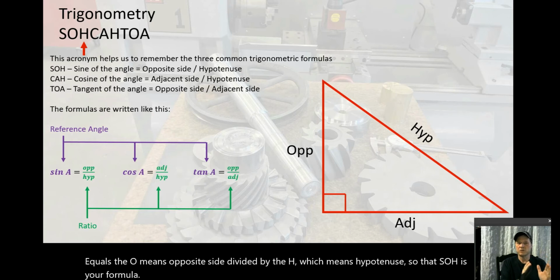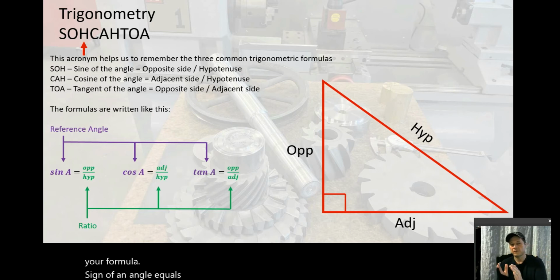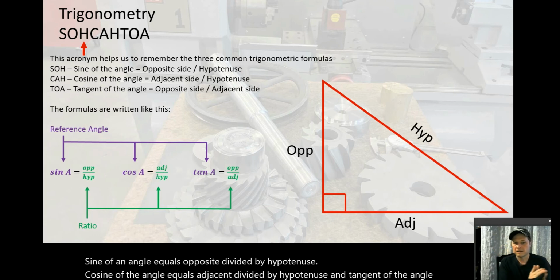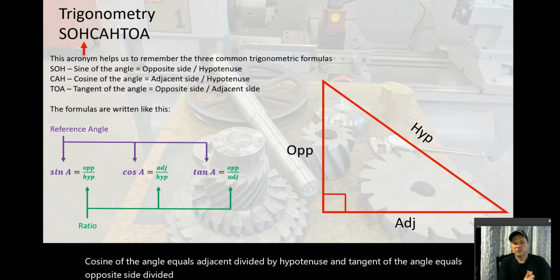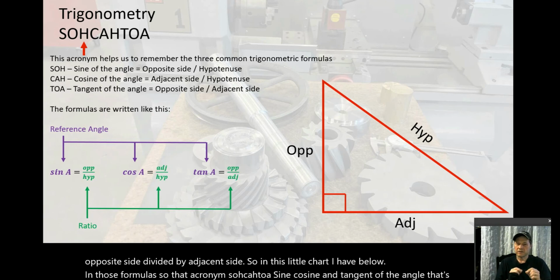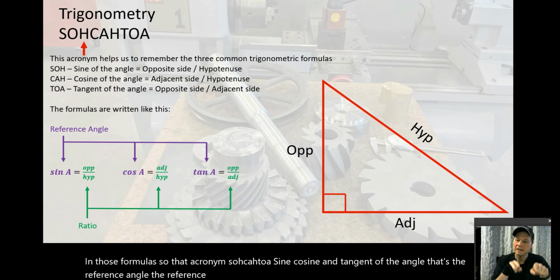Sine of an angle equals opposite divided by hypotenuse. Cosine of the angle equals adjacent divided by hypotenuse. And tangent of the angle equals opposite side divided by adjacent side. So in this little chart I have below, in those formulas, so that acronym SOHCAHTOA, sine, cosine, and tangent of the angle, that's the reference angle. The reference angle belongs in that location.